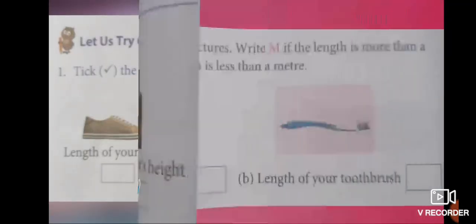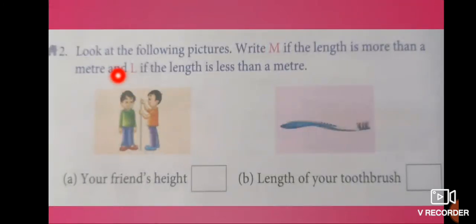Okay children, the next question, look at the following pictures. Write M if the length is more than a meter and L if the length is less than a meter. So comparing this, see a friend's height and the length of a toothbrush. Children, the toothbrush is a smaller length object, no? So what is the answer? Yes, you have to find out.